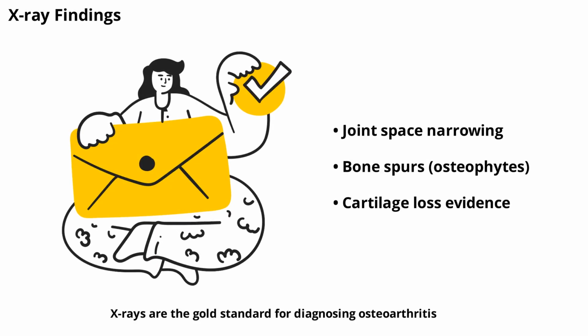X-rays are the gold standard for diagnosing osteoarthritis. They can show joint space narrowing, which indicates cartilage loss, as well as bone spurs, osteophytes, and changes in bone structure. These findings are typical of osteoarthritis and help confirm the diagnosis. However, it's important to note that the severity of X-ray changes does not always match the severity of symptoms.